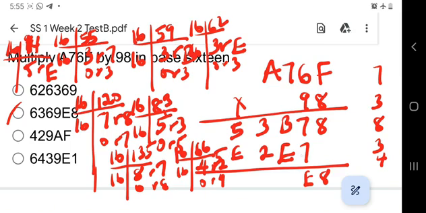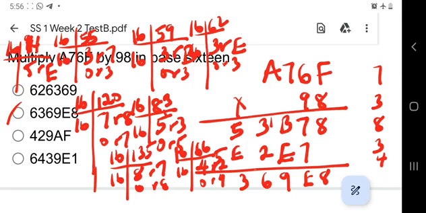No, sorry. E is 14 plus B 11. That is 25. 25 minus 16 is 9. So we carry 1. 1 plus that gives 6. Then this is 5, and the E is also 14 plus 9, that is 19. So that remains 3. Then we have 6.